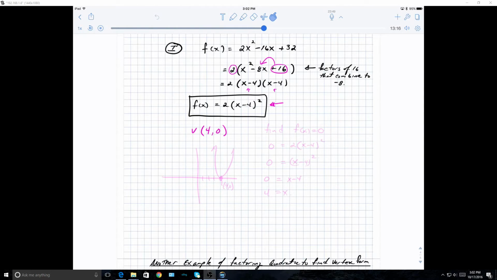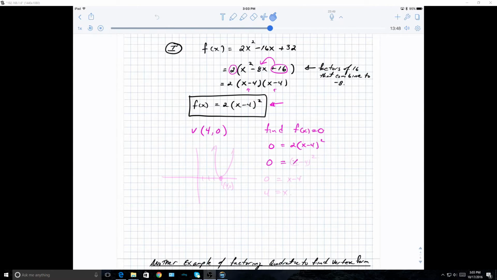But let's just say that we didn't know it, and we wanted to find f of x equals 0. Well, then all we'd have to do is set it equal to 0, and then solve the process through. So very easy to do. I don't know if you really need me to do it. I guess so.